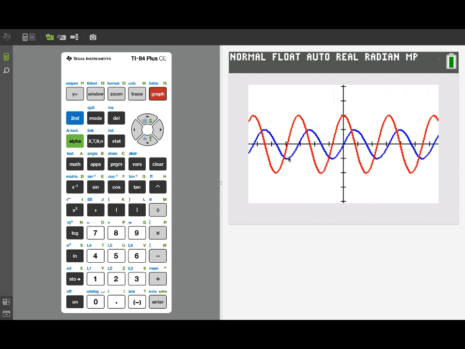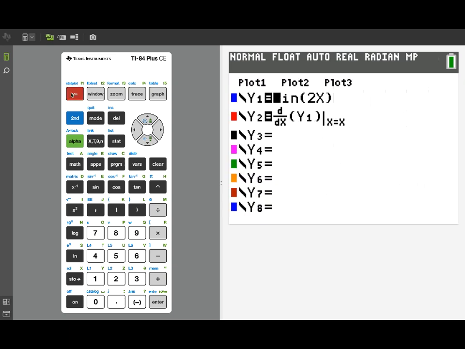Now, sine of 2x has a period of only half of that of sine x. So instead of a regular period of 2 pi, we now have a period of pi. It makes sense that the period of the derivative would also be cut in half. But notice the amplitude of the derivative's graph is twice that of the original. That's the chain rule in effect. We've introduced an additional factor of 2 by taking the derivative, and it makes sense graphically because of the behavior of sine of 2x.